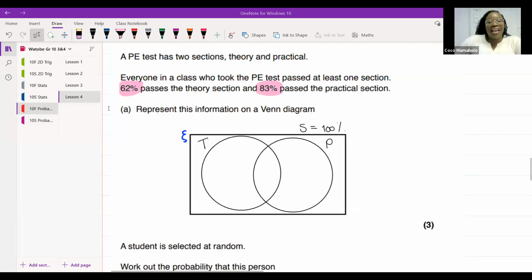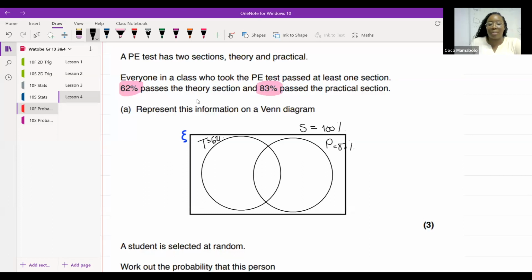I love this. Okay, Sinako, let's talk about this question. Do you want to unmute for me? Think about what they're telling us. I've named this part T for theory and this part P for practical. How many kids pass the theory section? 62%. Correct. So theory is equal to 62%. What about practical? 83%. Correct, 83%.